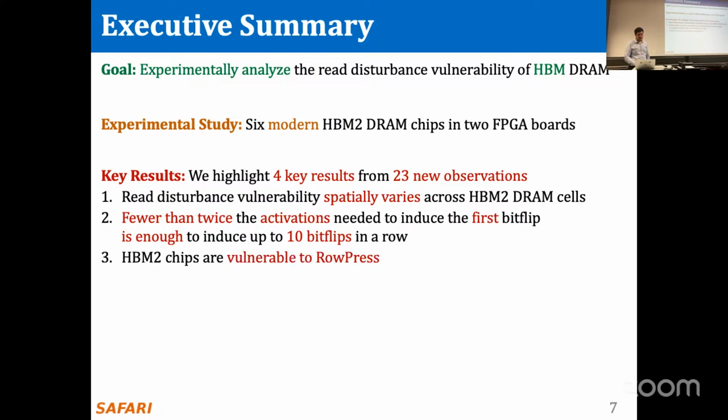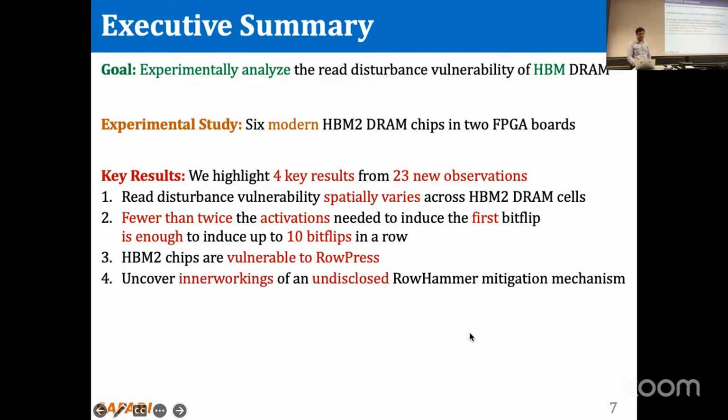We show that RowPress is widespread across the tested HBM2 chips, and we completely uncover the inner workings of an undisclosed on-DRAM-die RowHammer mitigation technique in one tested HBM2 chip.